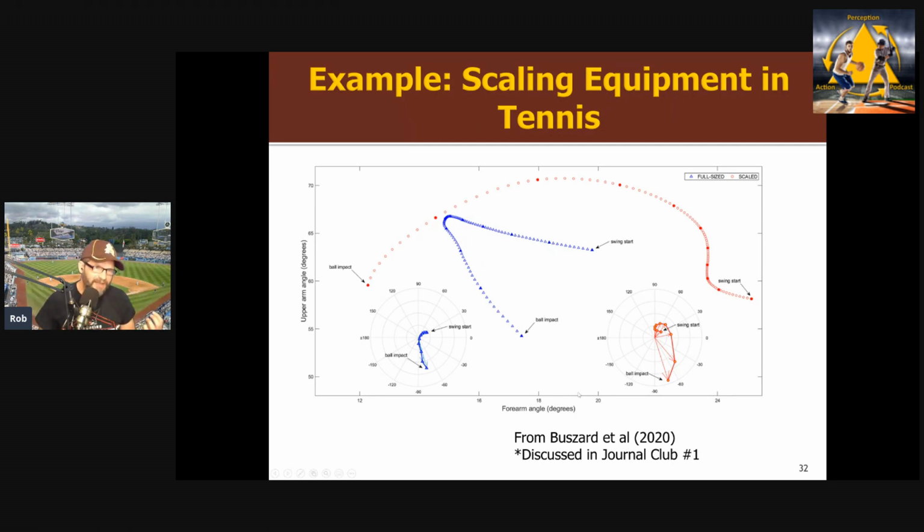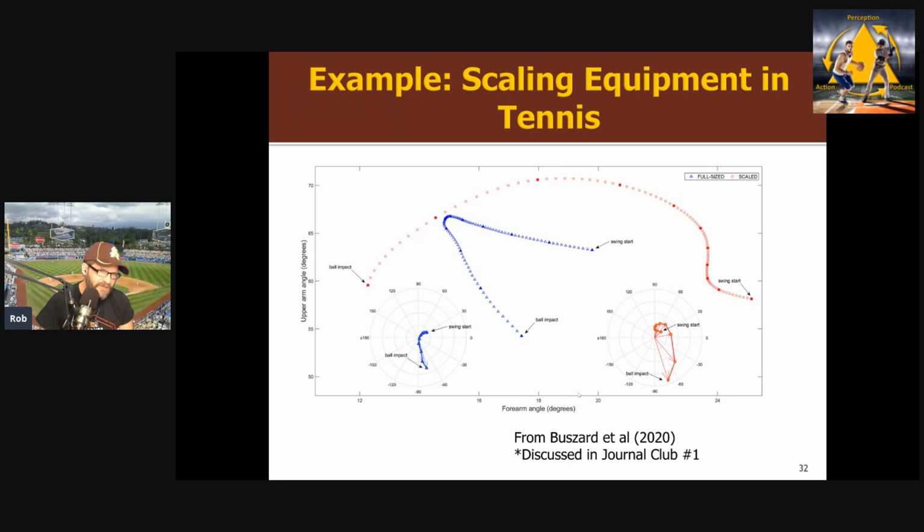Here's an example I wanted to show you. This is a real state space. This is from a really wonderful paper by Tim Buzzard and colleagues in Nature that we discussed actually in Journal Club #1. So if you like this video, go check out my playlist of journal clubs. We have lots to talk about. The last one we talk about some constraint set approach. The first one we talk about Tim's paper, and Tim's paper is about using a constraint set approach by scaling equipment in tennis. So by giving kids smaller rackets and lower compression balls.